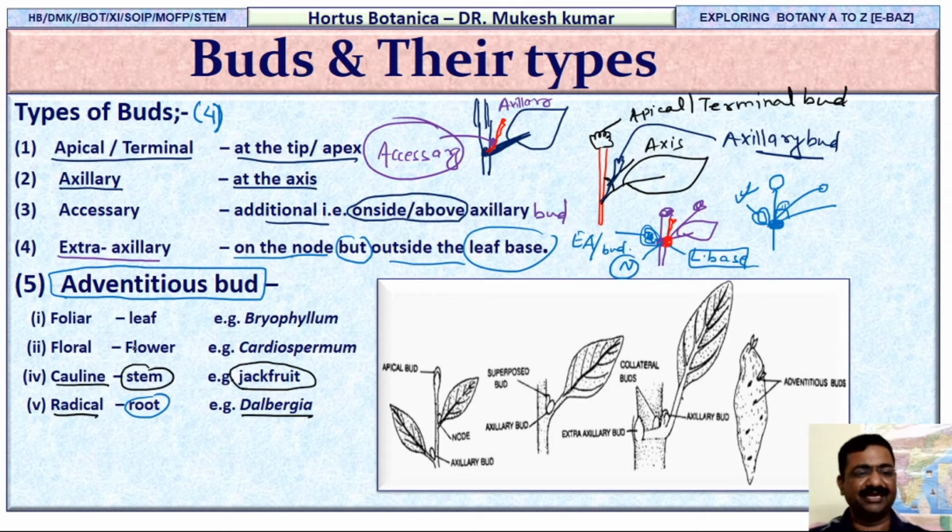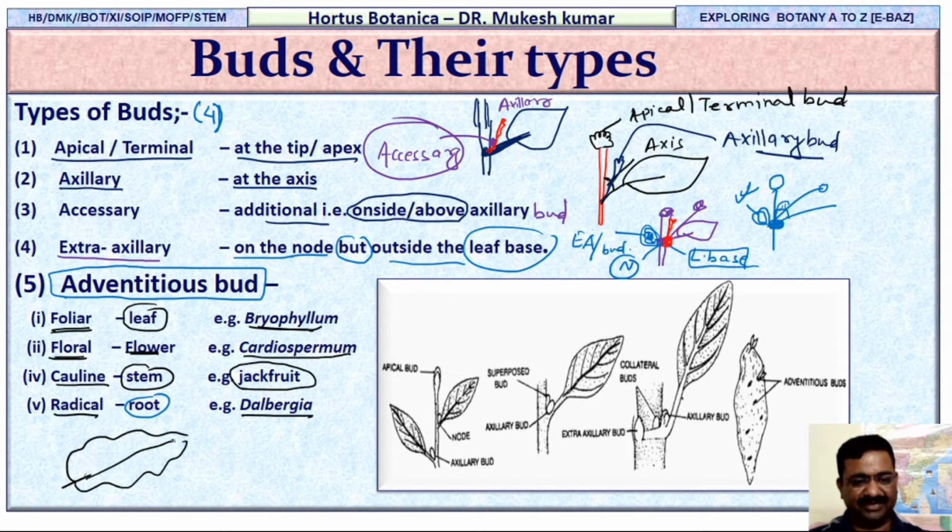Now similarly it may arise from the flower and it's called floral bud. Example is Cardiospermum. Okay, it may arise from leaf, and you know about the Bryophyllum, and this bud is called foliar bud. So by name it is very much clear. You know about this very Bryophyllum structure. This is very common. Patalchetta.